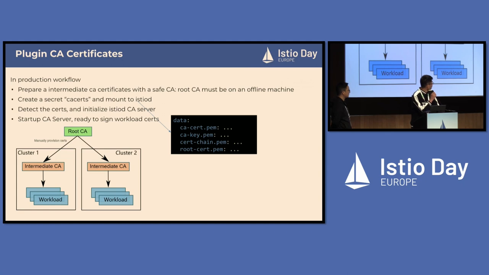Okay, let's take a look at what the plugin CA certificate is. In a production workflow, we should prepare an intermediate CA certificate with a safe CA, so the root CA must be on an offline machine to be secure. Then we need to create a secret named cacerts and mount it to istiod. Istiod will detect and watch the certs and initialize the istiod CA server. At last, istiod will start up the CA server and be ready to sign workload certs. This is the basic workflow.